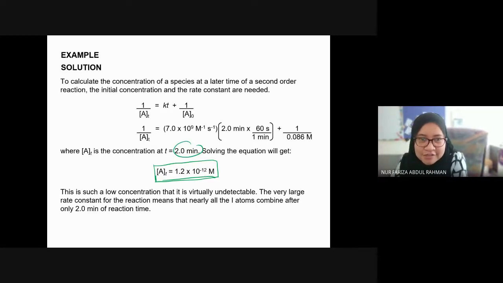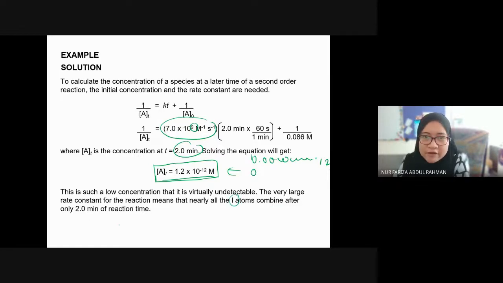Maksudnya apa? Rate of reaction dia sangat-sangat tinggi lah. Okay. So this is such a low concentration that it is virtually undetectable. Normally kuasa negatif 12 ni susah nak detect. Kita pun tak dapat detect. Kita akan detect dia sebagai zero je. Sebab kuasa, you imagine 0.00000 belakang 12 kali, 1. Okay, so the very large rate constant, sebenarnya kita boleh baca from the rate constant, very large rate constant for the reaction means that nearly all the iodine atoms combined after only 2 minutes of reaction.